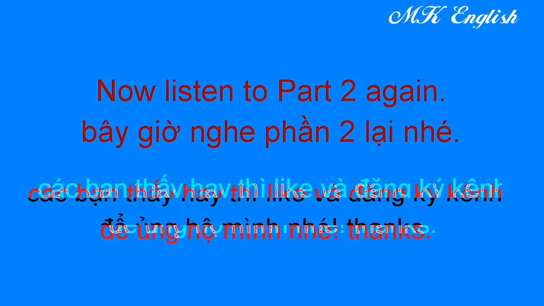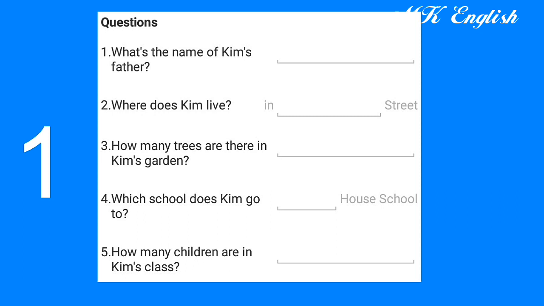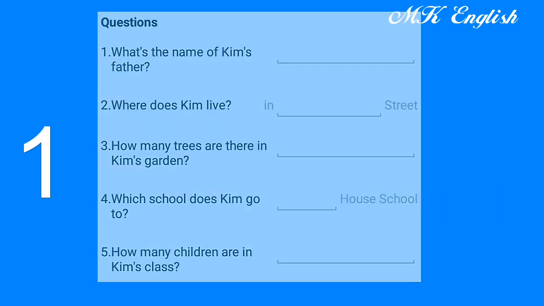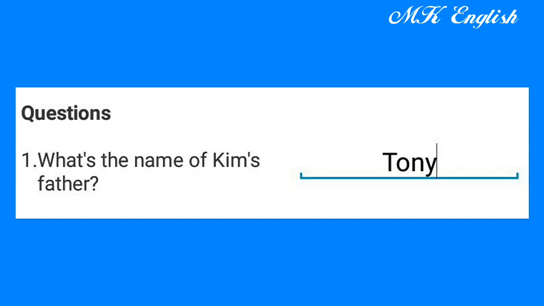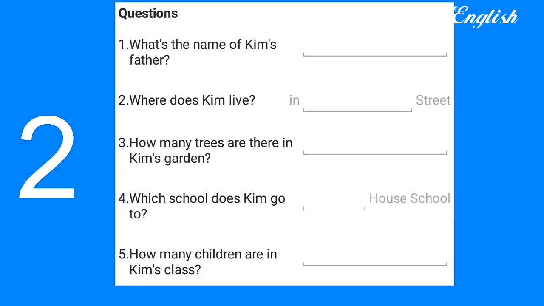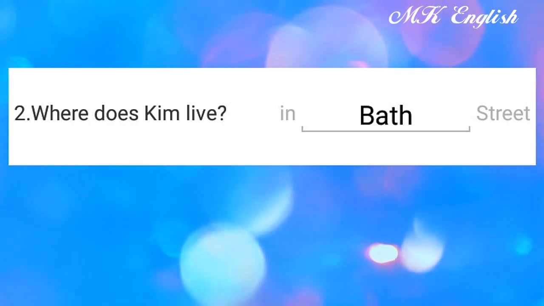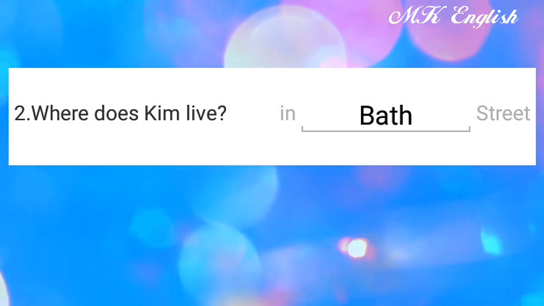Now listen to part 2 again. 1. Who do you live with, Kim? I live with my mum and my dad. And what's your dad's name? His name's Tony. Is that T-O-N-Y? Yes, that's right. Two. Where do you and your family live? We live in a house in Bath Street. I don't know that street. How do you spell it? B-A-T-H. Oh, thank you.